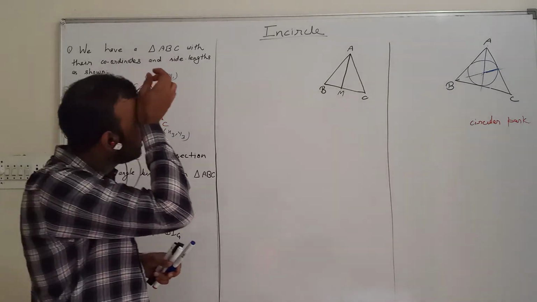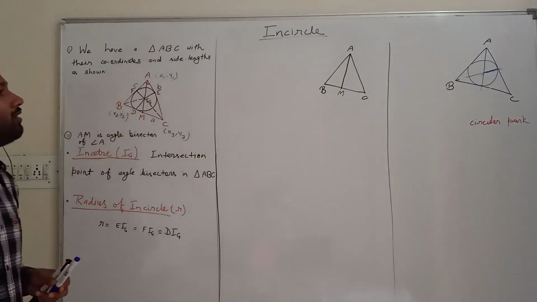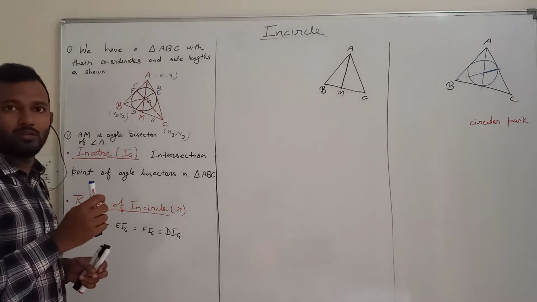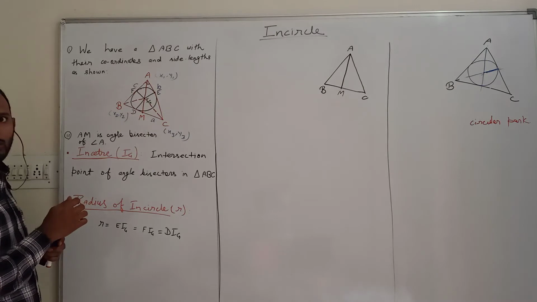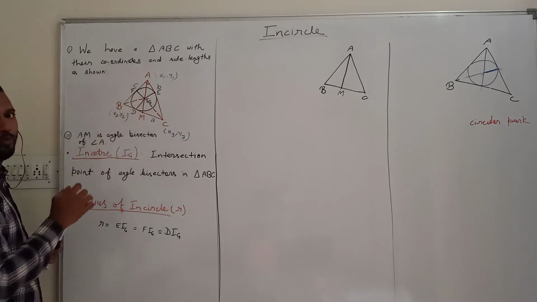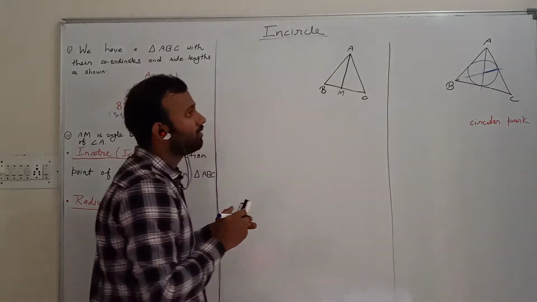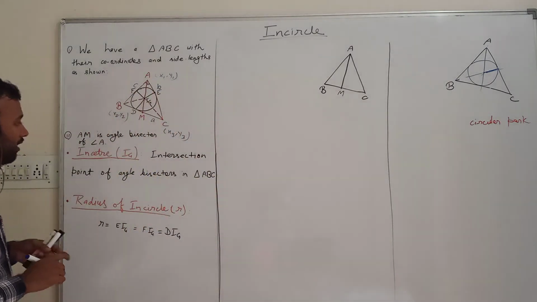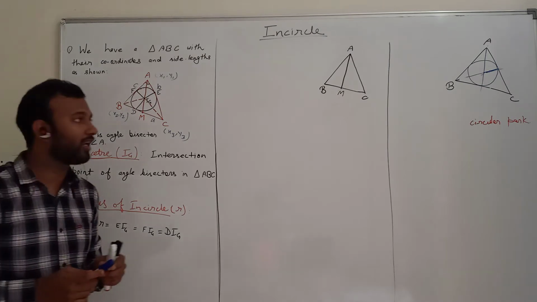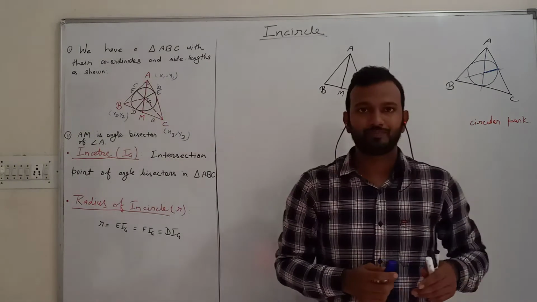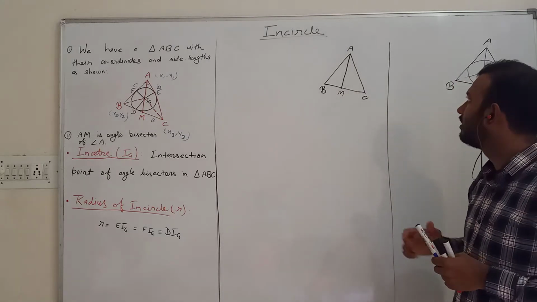Okay, so the incircle is drawn with a radius of this length. The center you have to decide, and the center is the intersection point of the angle bisectors of triangle ABC. So let's find the center of the incircle.